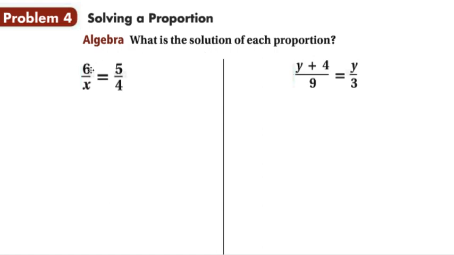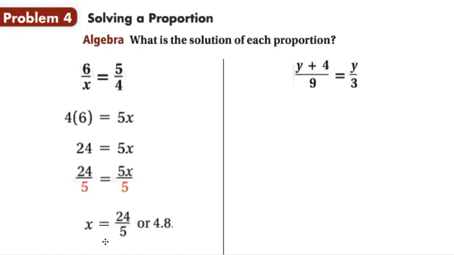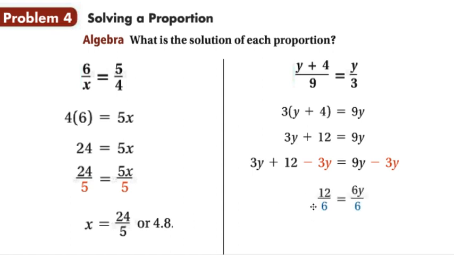What's the solution? Well, we do what's called cross multiplying, or the cross product. So we get 4 times 6 is equal to 5 times x. Dividing by 5, we end up with 5x is 24, or x is equal to 4.8. Over on the right-hand side, we get 3 times the quantity y plus 4 equals 9y. Distributing our 3 through the parentheses and then subtracting 3y from both sides, we end up with 12 is equal to 6y, or y is equal to 2.